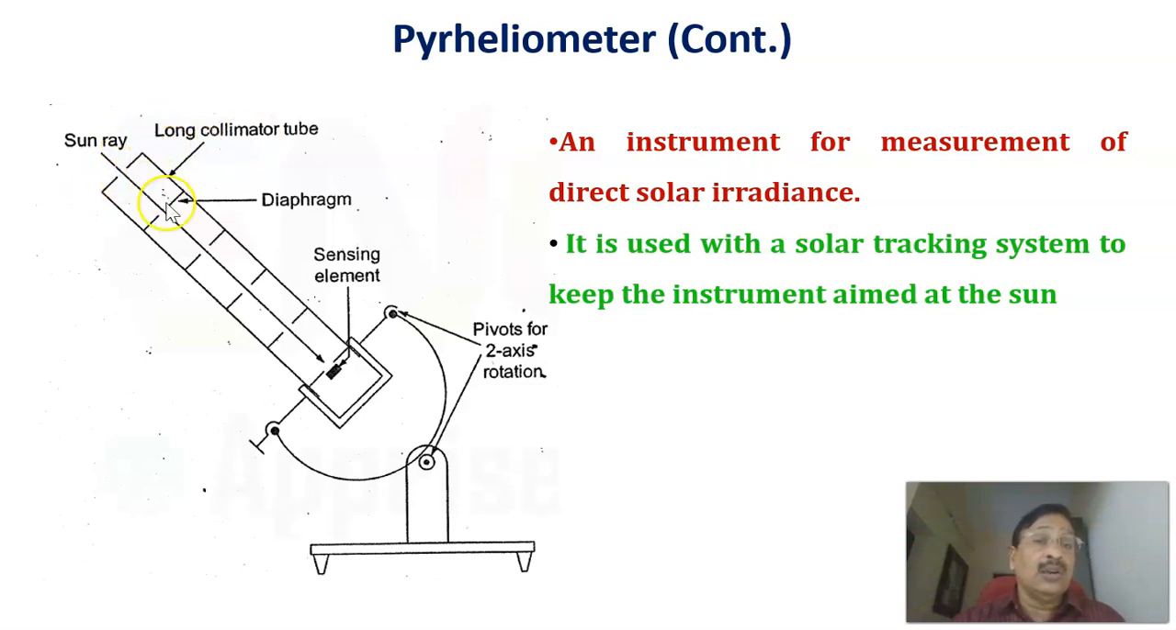Therefore, a long collimated tube is there. Through that, the direct beam passes, and the different diameters pass through and hit the black surface. The temperature rises, and that is measured using a thermocouple sensing element. Therefore, it can be tilted to any angle, depending upon the position of the sun.